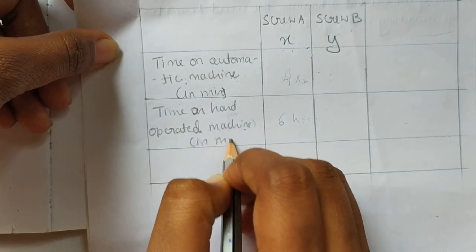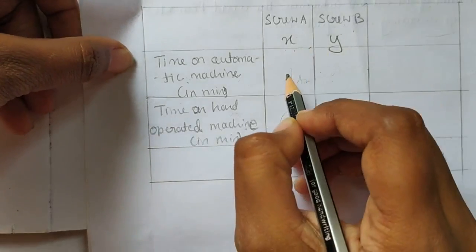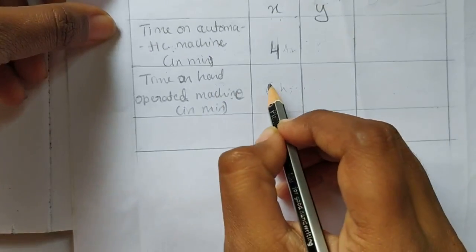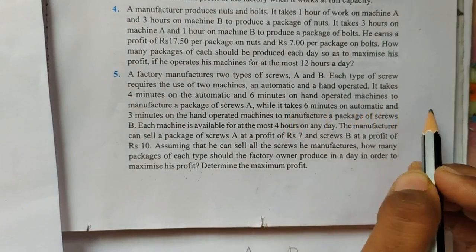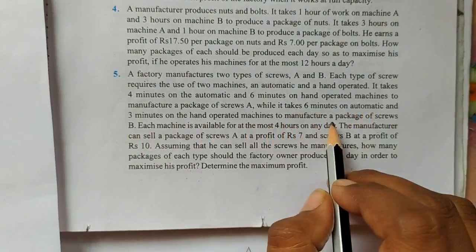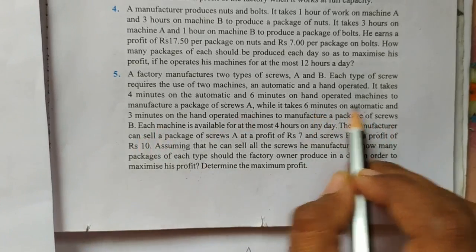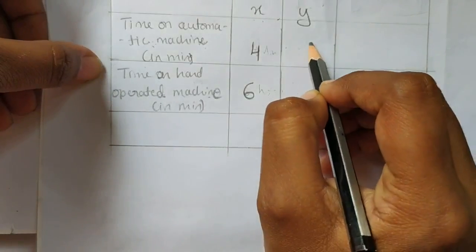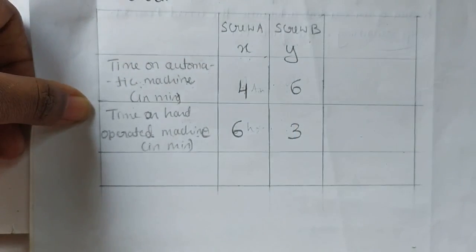This is also in minutes. Screw A uses 4 minutes of time on automatic machine and 6 minutes on hand operated. Similarly, it takes 6 minutes on automatic and 3 minutes on hand operated to manufacture a package of screws B.